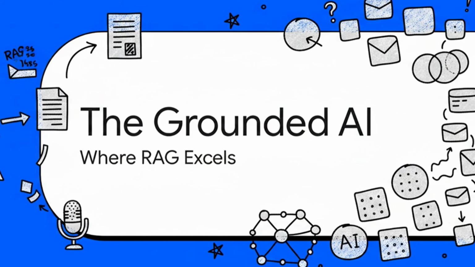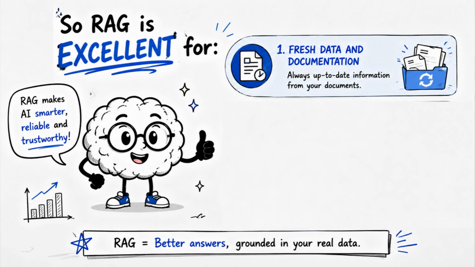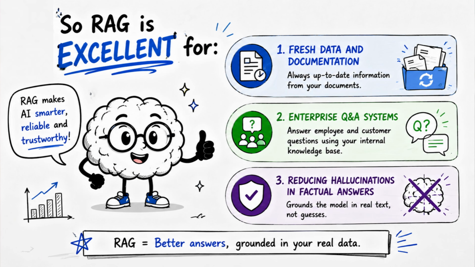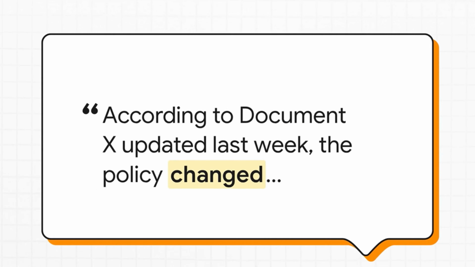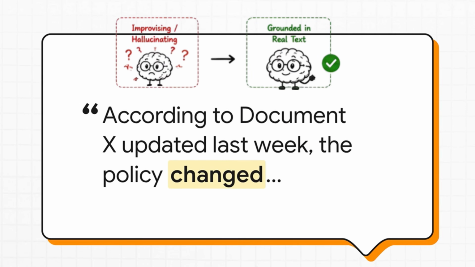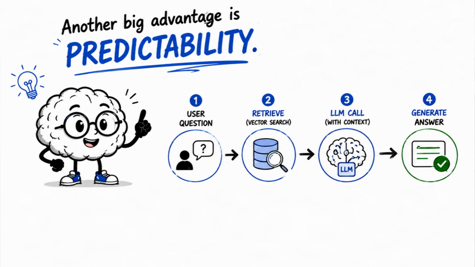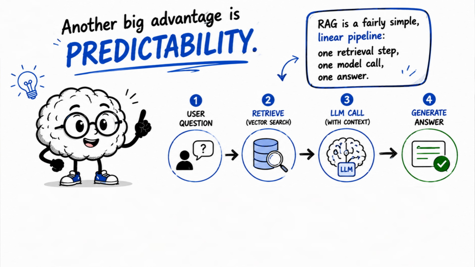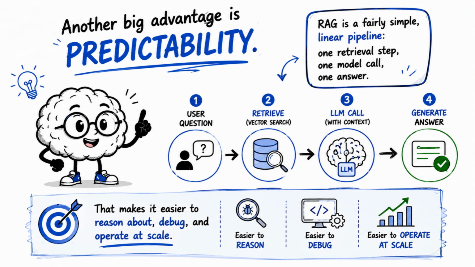So RAG is excellent for fresh data and documentation like enterprise Q&A systems and reducing hallucination in factual answers, where instead of guessing, the model can say, according to document X updated last week, the policy changed in the following way. This grounding dramatically improves the accuracy and trust. The model is not only improvising, but it's referencing the real text. Another big advantage is predictability. RAG is a fairly simple linear pipeline. One retrieval step, one model call, one answer. That makes it easier to reason about, debug and operate at scale.